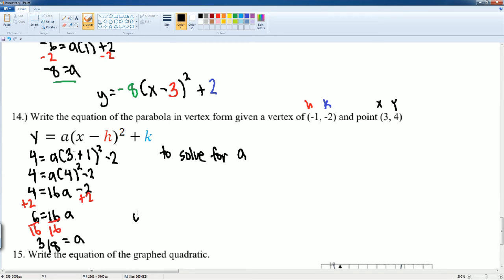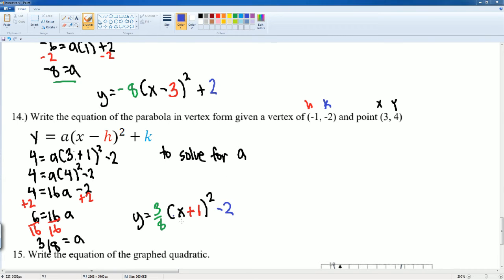So we can write it, Y is equal to 3 over 8 times (X minus, let's see, where's H? Ooh, it's -1, so we're just going to add 1 here, make our life easier) squared. And then we add our K, which is -2. So it's -2. There you go.